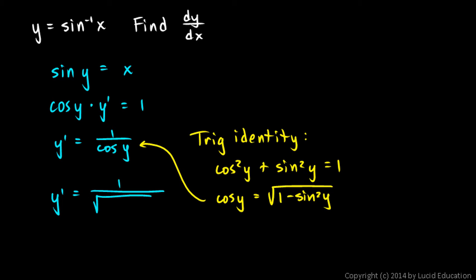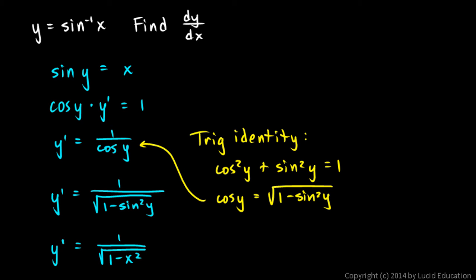The square root of 1 minus sine squared y. And this sine of y squared, remember, right up here, sine of y is just x. So this right here, sine of y squared, is just x squared. So we get y primed is 1 over the square root of 1 minus x squared.